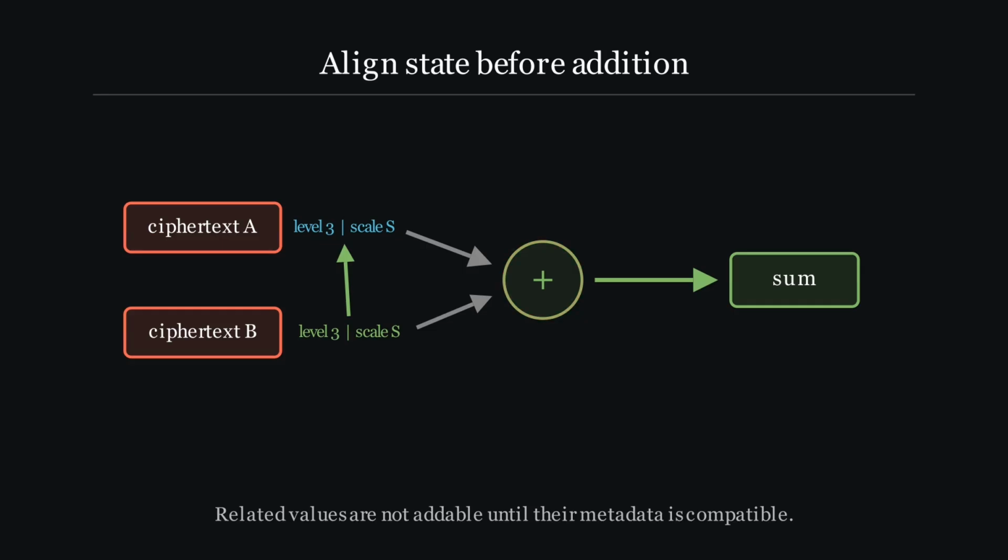The lower operand is then adjusted to the compatible level and scale shown by the upper operand. Only after those labels agree does the gate turn green and emit a sum. In real code, level alignment and scale handling are separate decisions, but the visual makes the rule clear. Related numerical values are not automatically legal operands.